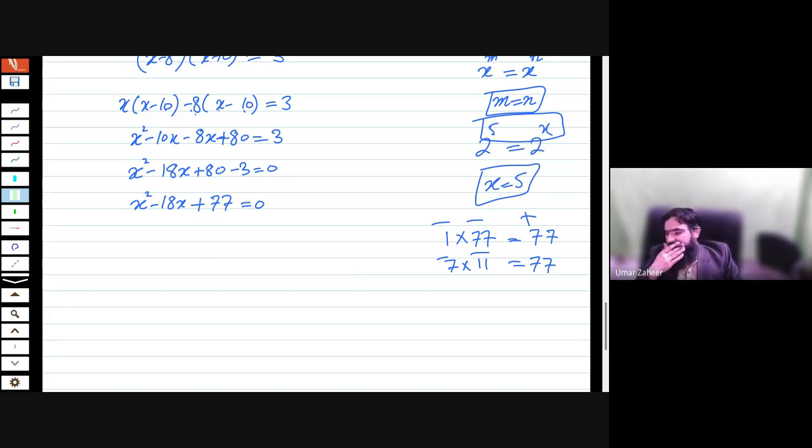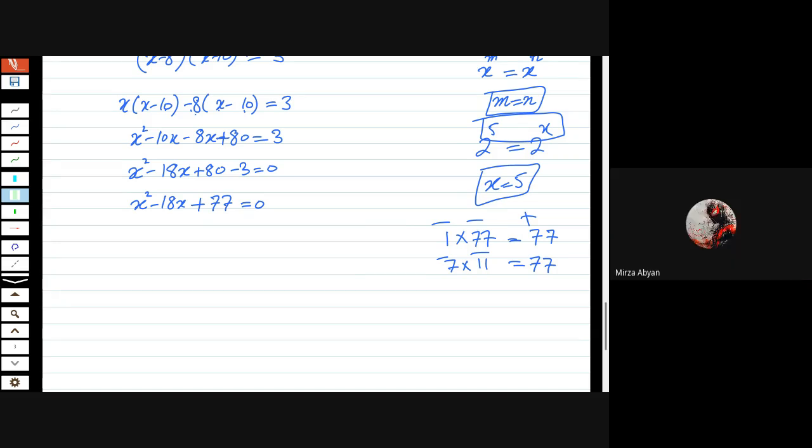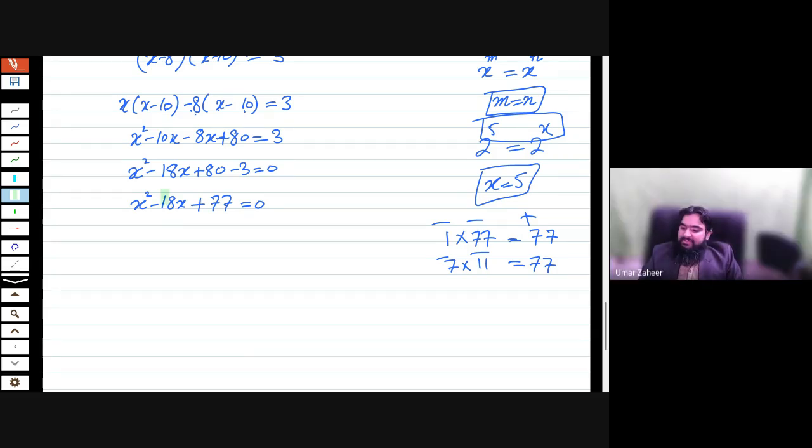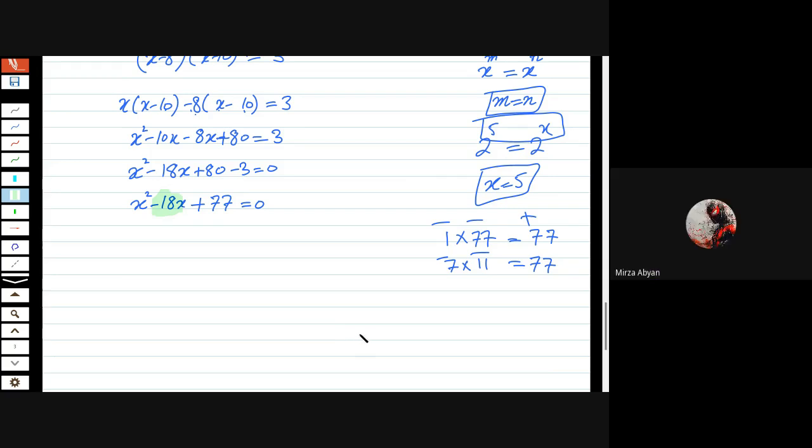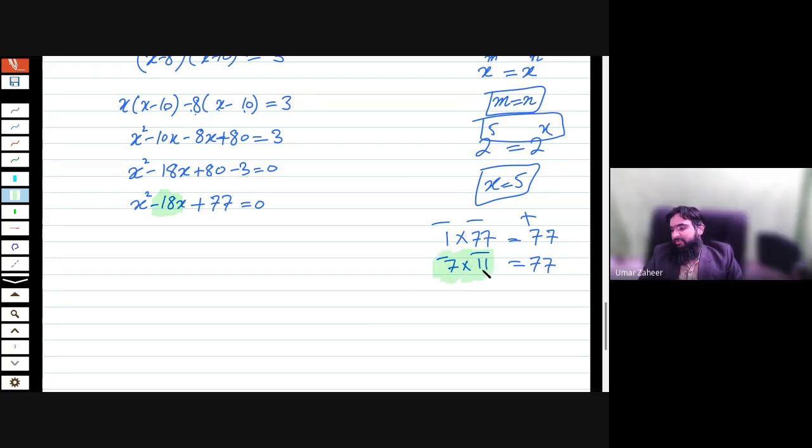Can you please tell me which is the right pair for the middle term breaking? Minus 1, minus 77, or minus 7, minus 11? Yeah, minus 7 and minus 11. Because when you multiply, you will get plus 77, and when you add them, you will get minus 18.